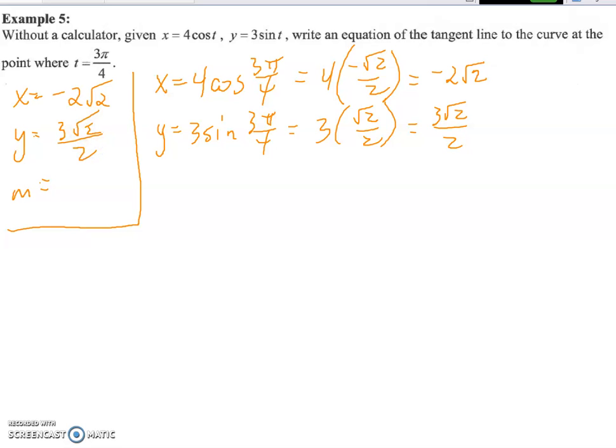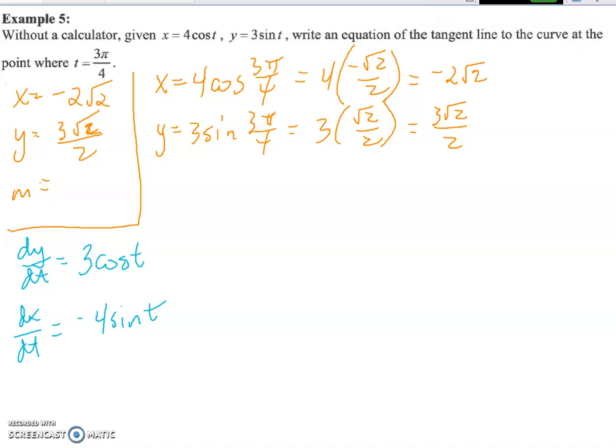Alright, so now to get the slope, we are going to first take the derivative, and then we can evaluate the derivative at t equaling 3 pi over 4. So remember, to take the derivative, we need dy dt and dx dt. Let's start with dy dt, which is just the derivative of y. The derivative of sine is cosine, so we've got 3 cosine of t. For dx dt, the derivative of cosine is a negative sine, so negative 4 sine t.